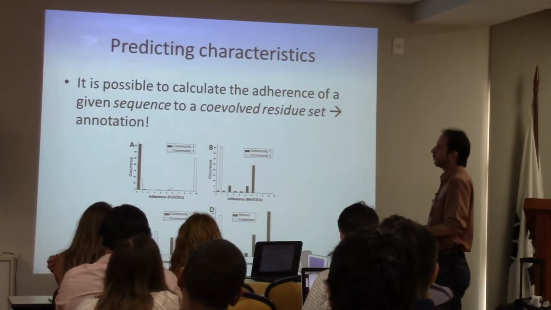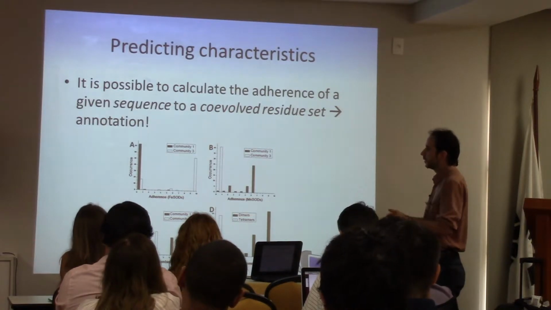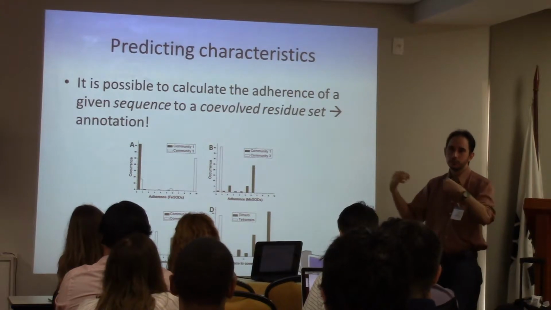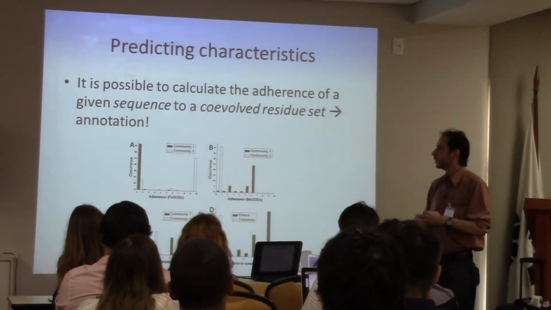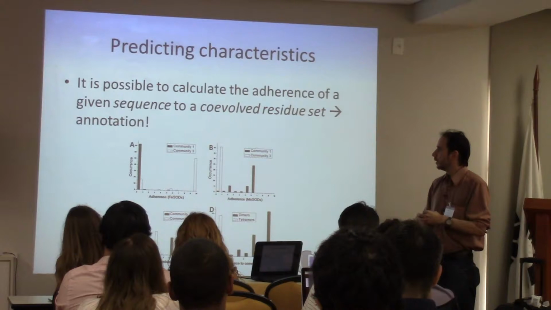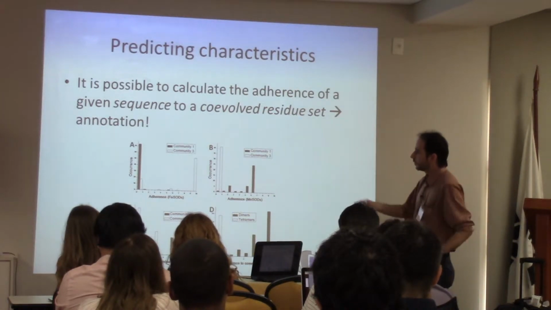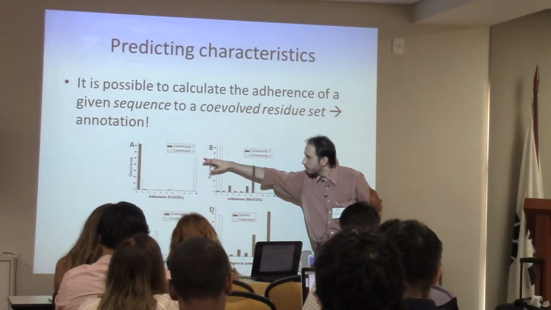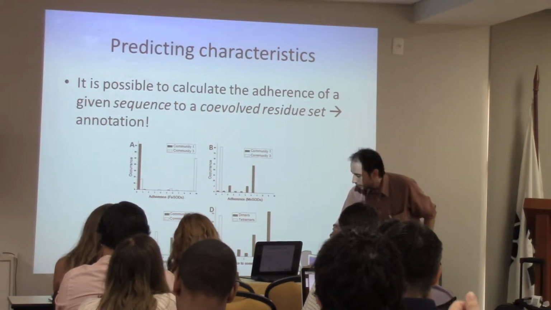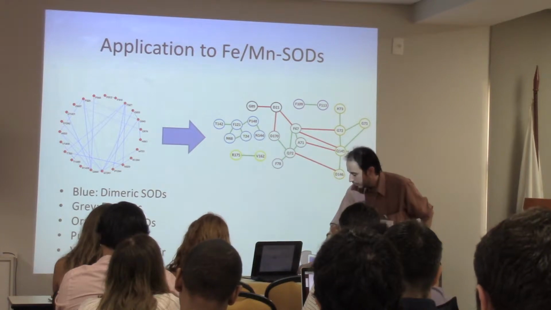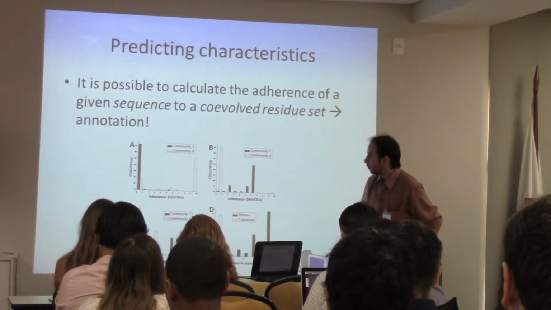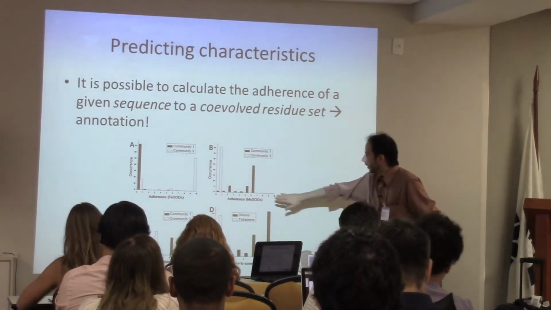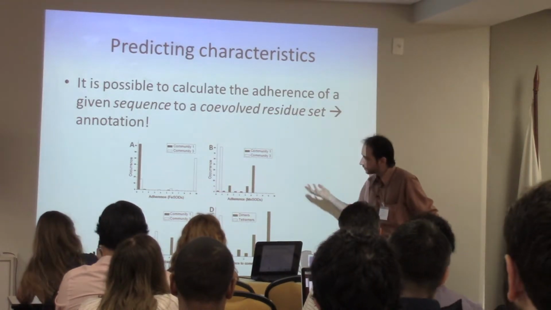One interesting thing we also did was to develop an adherence value which says, for a given sequence, how well it fits in the coevolving sets that we detect in the protein family. And so we see, for example, that iron SODs have a high score of adherence to set 3, which is the one here, and which we found out already was related to having iron. Manganese would be the other way around, as expected.